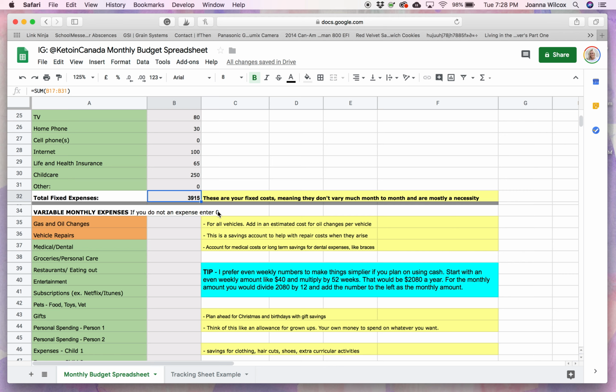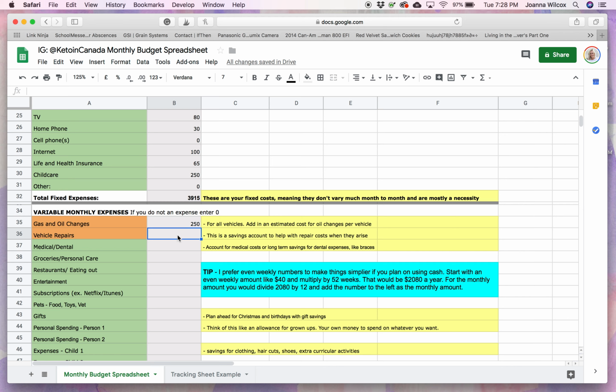Again, if you don't have an expense, enter 0. So gas and oil changes, you might put that amount. You can kind of go through your credit card or your debit or just estimate to start out what you would spend on gas and oil changes. Remember, we've got 2 vehicles. Don't forget to include all vehicles and estimate for oil changes.